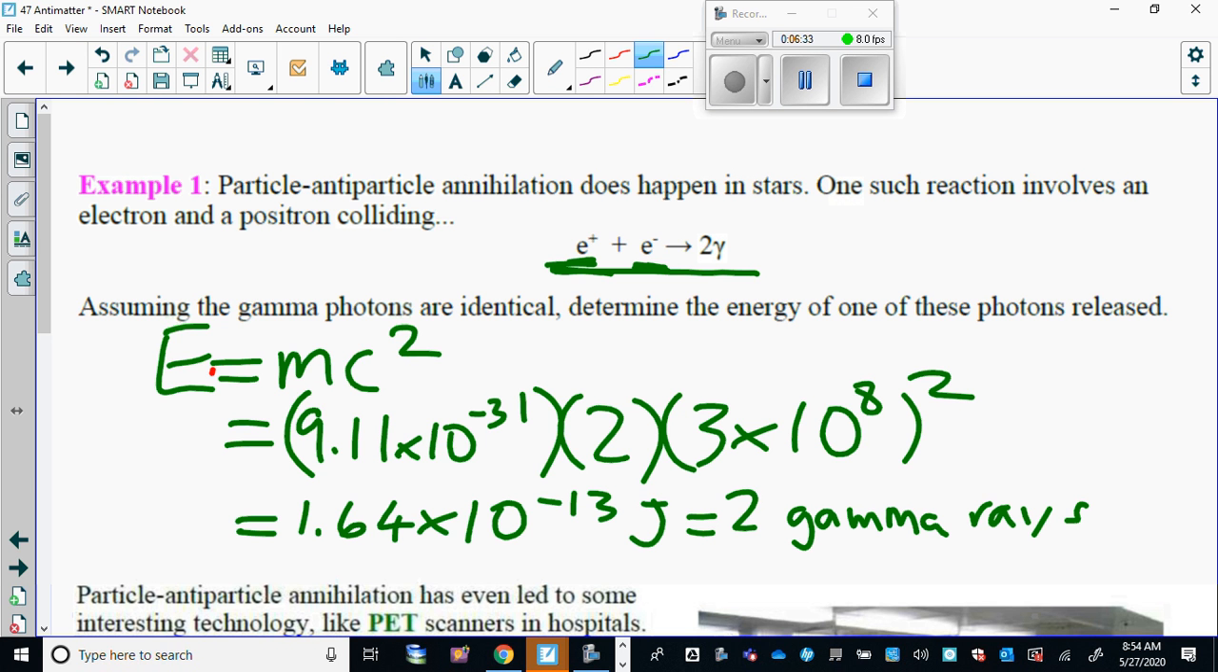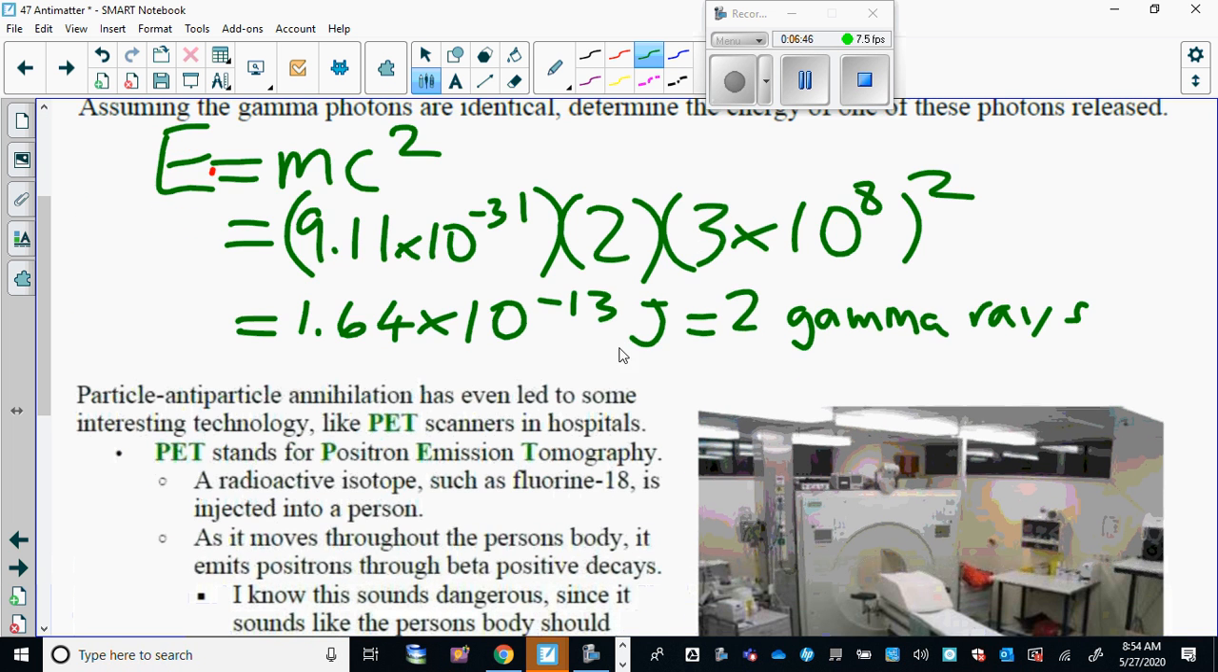This equals 2 gamma rays, or gamma photons, and we want to determine the energy of one of those. So you just end up dividing your answer by 2. That's why I said you don't really have to multiply by 2, but just to make everything make sense, I think it's better that we do, because now we divide it by 2 and then we get the final answer, which is 8.20 times 10 to the negative 14 joules per gamma ray or gamma photon.